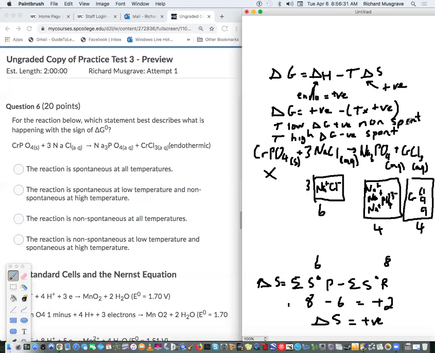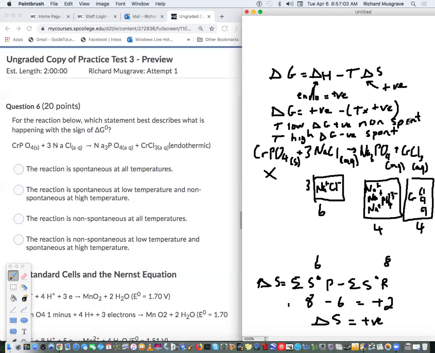Now just one tip I can give you here. If delta H and delta S are the same sign, either both positive or both negative, you'll always get this variation in temperature. They'll switch, but you'll always get this variation in temperature. If they're opposite signs, then there's no variation with temperature. Delta G will always be positive or always be negative if they're opposite signs. And that can be helpful too.